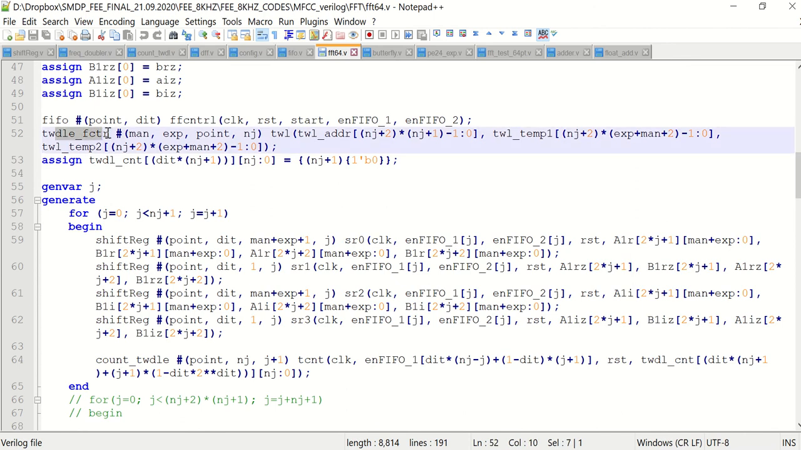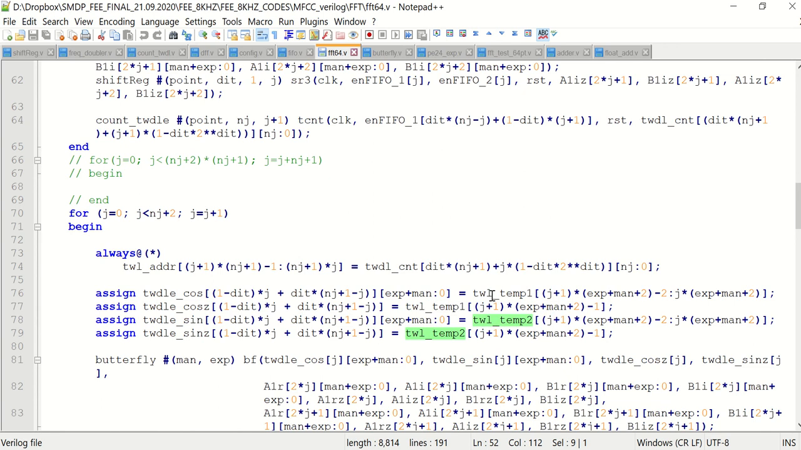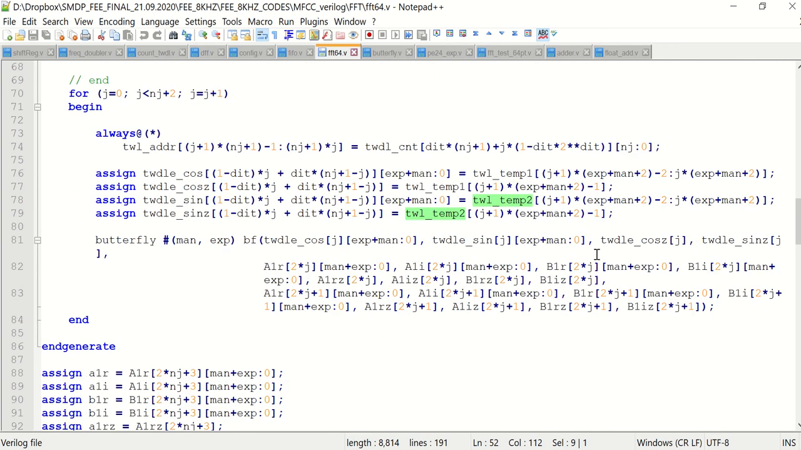From this twiddle factor module we get the outputs twiddle 1 temp and twiddle 2 temp, which are the inputs of the butterfly module. This is the twiddle sine and this is the twiddle cos, and these cos z and sin z are again for the hidden bits. So these are the two twiddle factor inputs that are given to the butterfly.